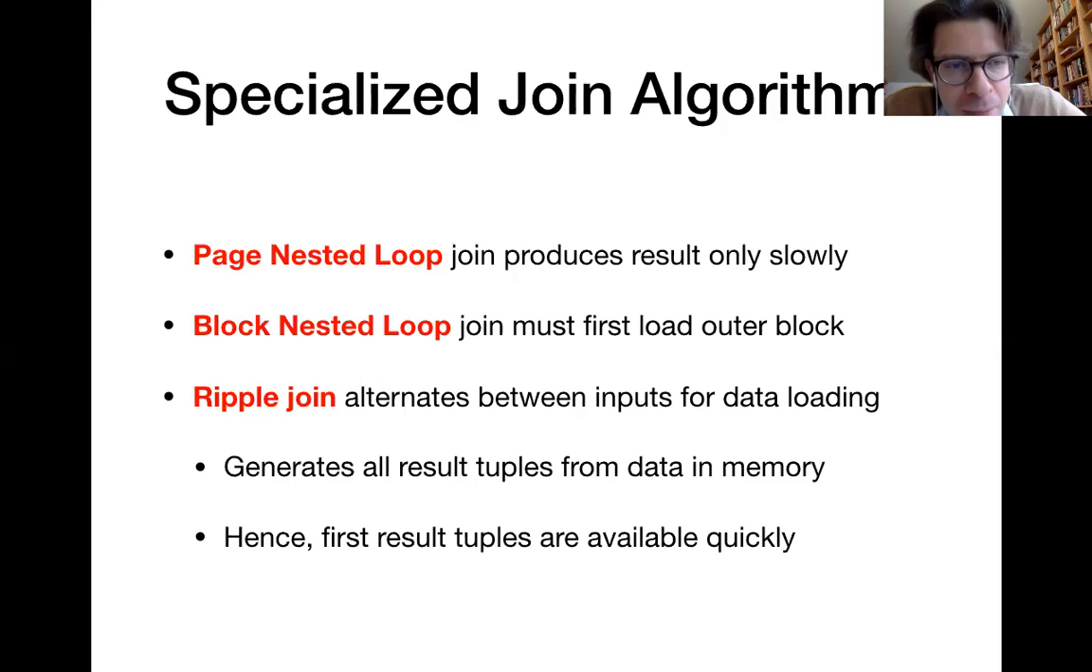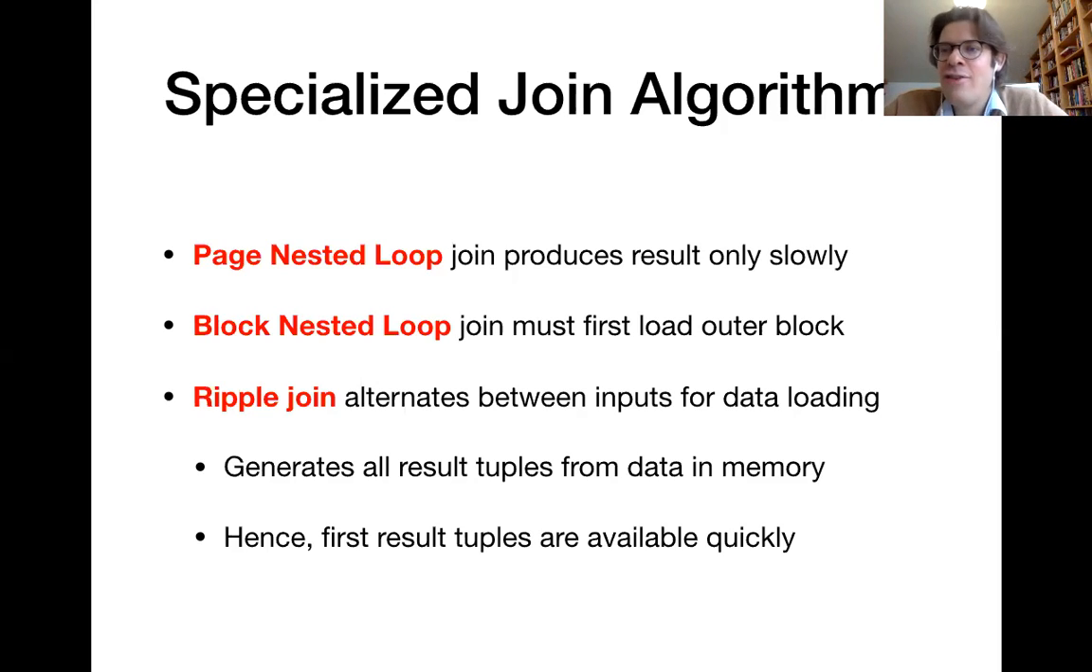So people have come up with the so-called ripple join, which at least partially overcomes some of those drawbacks. And the way it does that is by essentially alternating between reading data from both of the input relations. The nested loop variants always read some part of the outer relation and then the entire inner relation. So it's somewhat imbalanced. And the ripple join does things differently.